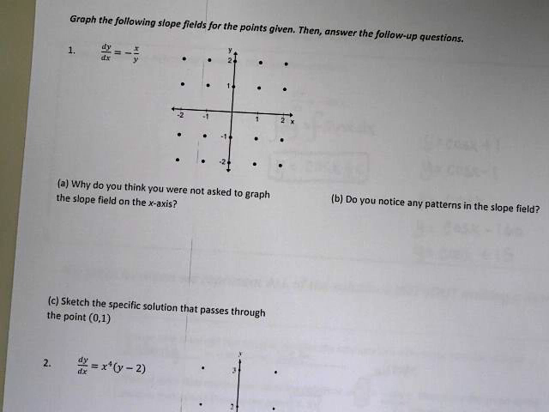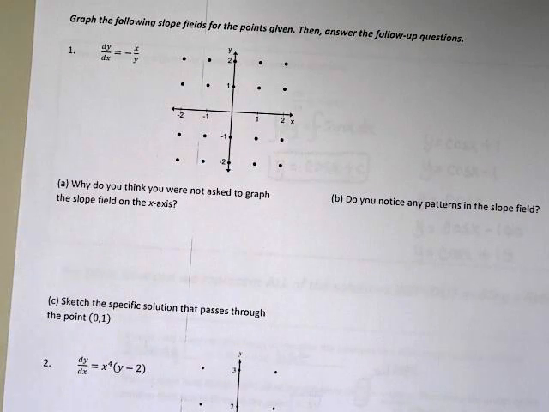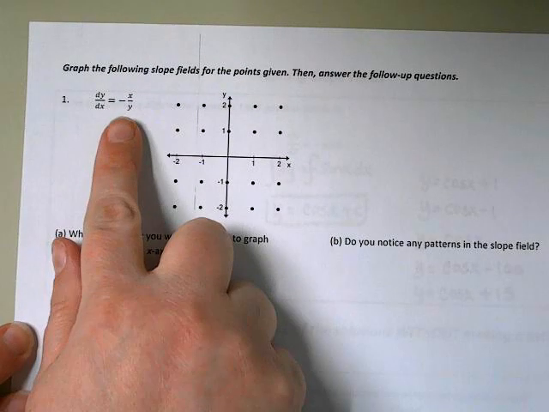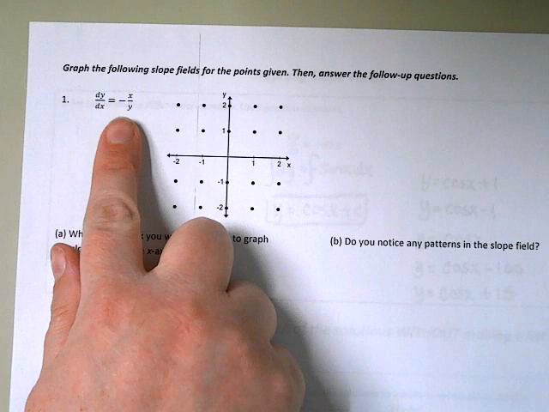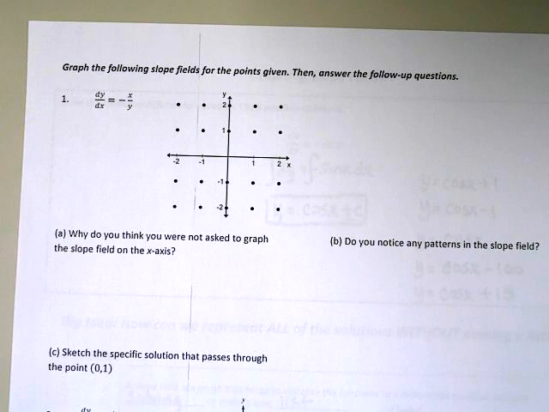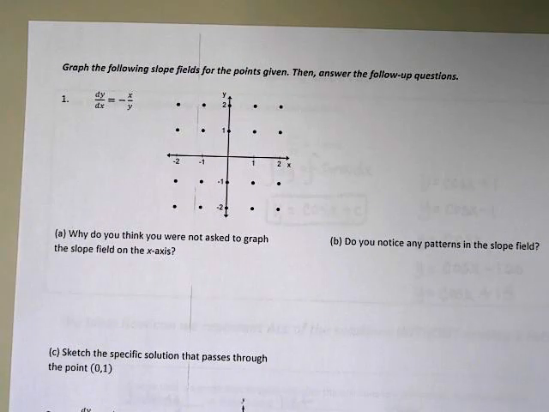So graph the following slope fields for the given points, then answer the follow-up questions. So this is a little bit more reasonable, right? But what we need to notice here is that this differential equation, the slope is in terms of x and y. So it is a little different than the last one, but it's still not too bad. So the first thing I look for whenever I do any of these slope field questions is something that's going to be easy for me to graph.